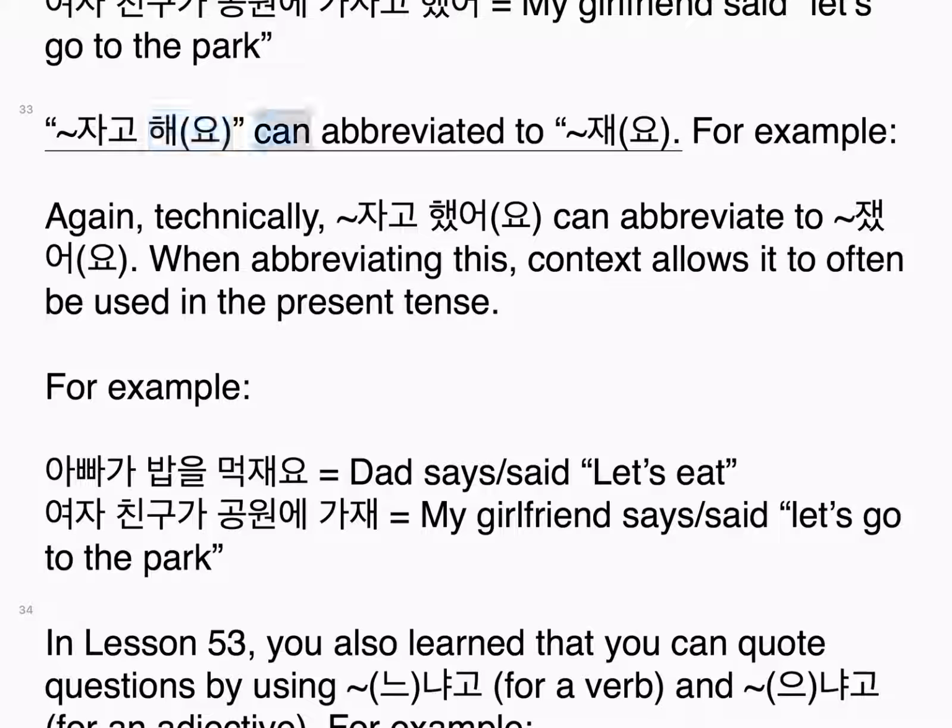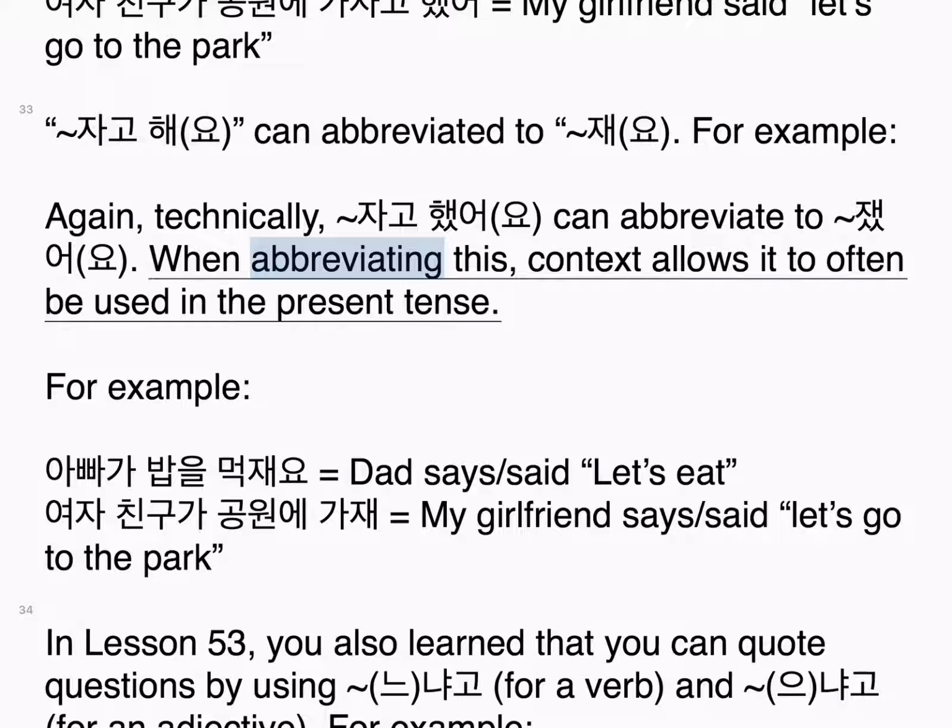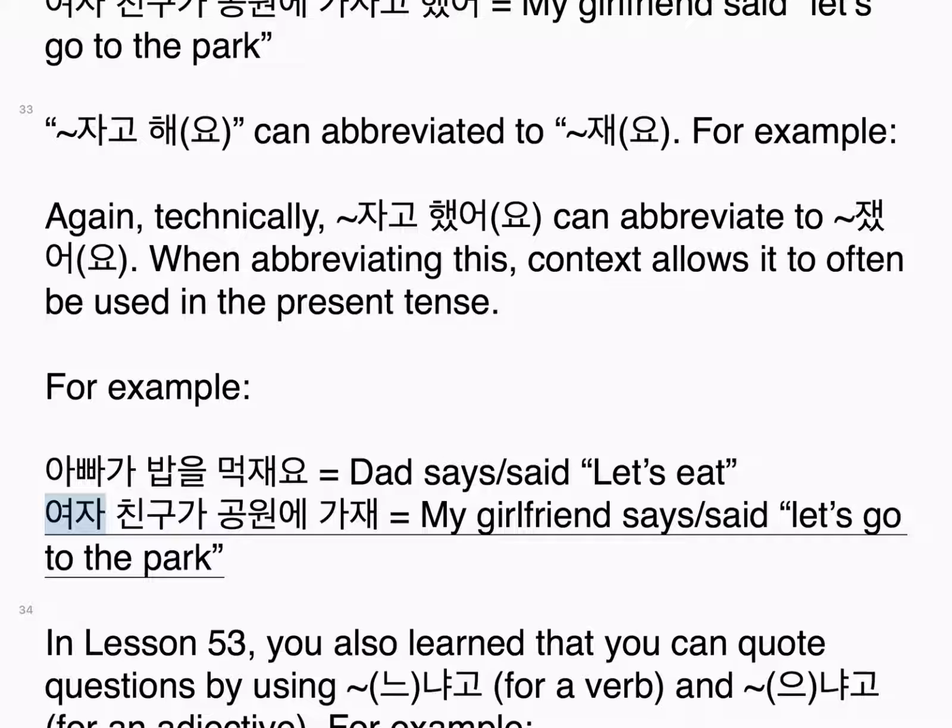자고 해요 can abbreviate to 재요. For example, again, technically, 자고 했어요 can abbreviate to 쟀어요. When abbreviating this, context allows it to often be used in the present tense. For example, 아빠가 밥을 먹재요. Dad said let's eat. 여자친구가 공원에 가재. My girlfriend said let's go to the park.